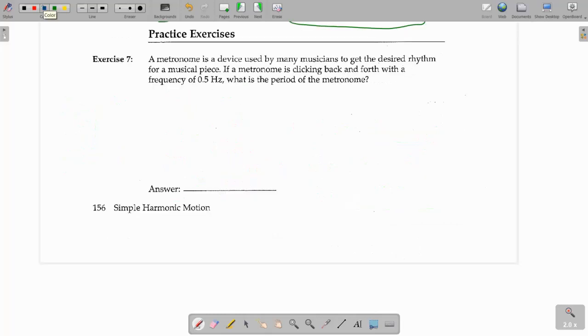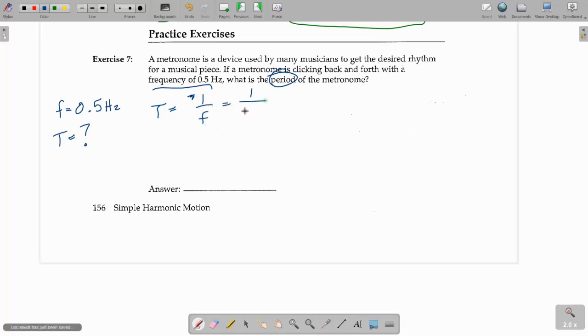Okay, so now we're looking at the practice exercises, and this is your quote-unquote homework. So it says, a metronome is a device used by many musicians to get the desired rhythm for a musical piece. If a metronome is clicking back and forth with a frequency of 0.5 hertz, what is the period of the metronome? So frequency is equal to 0.5 hertz. And then it's just asking us for the period. So since frequency and period are reciprocals, we know that period is equal to 1 over frequency. So that's going to be equal to 1 over 0.5, which is the same thing as 2 seconds in this case. So the period of this metronome is 2 seconds. Let's move on to the next page.